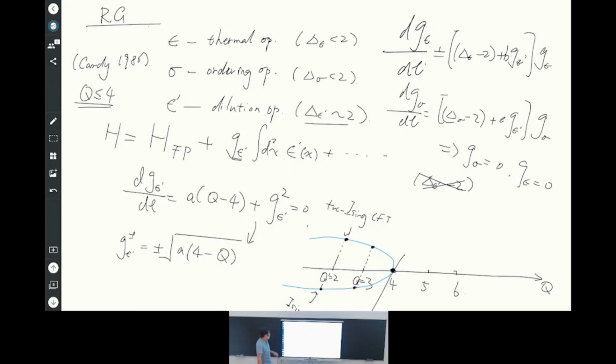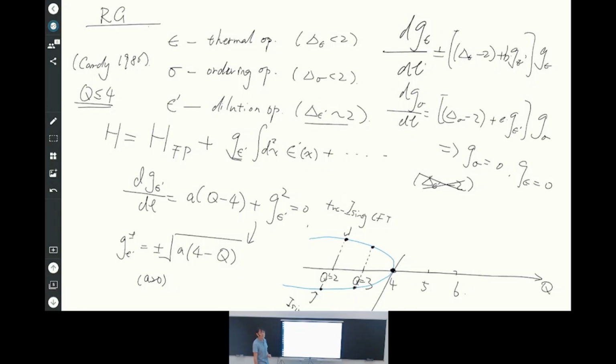A is just a coefficient, a real positive number. It is just positive and constant. Can you trust it if A is small? I'm wondering if it's important whether A is order 1 or small to trust this curve away from Q equal 4. I don't know. If G epsilon prime becomes big, then you need to include further terms in that beta function.